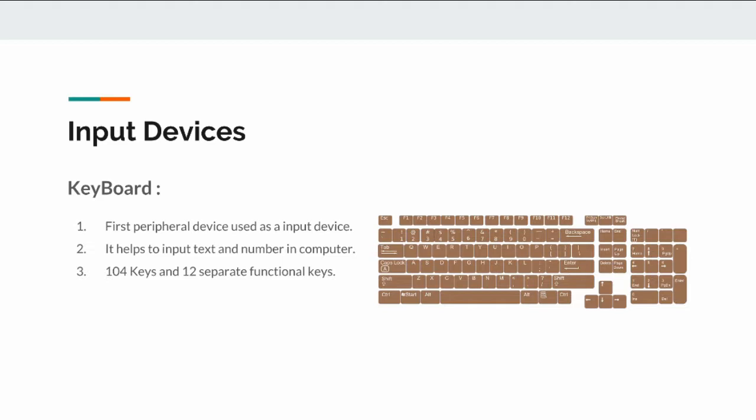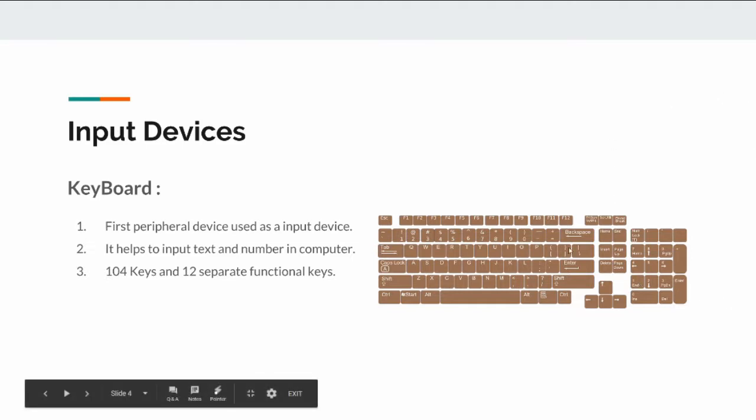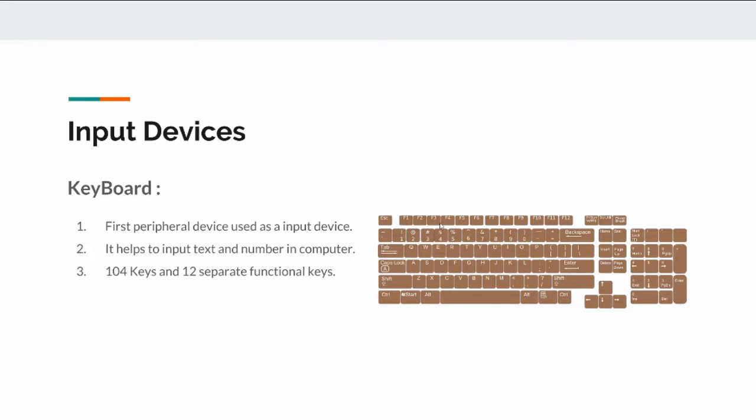So the very first and most widely used input device is the keyboard, as we know. It is the first peripheral device, or hardware, used as an input device. It helps to input text or numbers, or alphabets, in a computer. It has 104 keys in totality and 12 separate function keys, as you see in the image. These are all 104 keys, and above you can see there are 12 function keys, which have their own use.